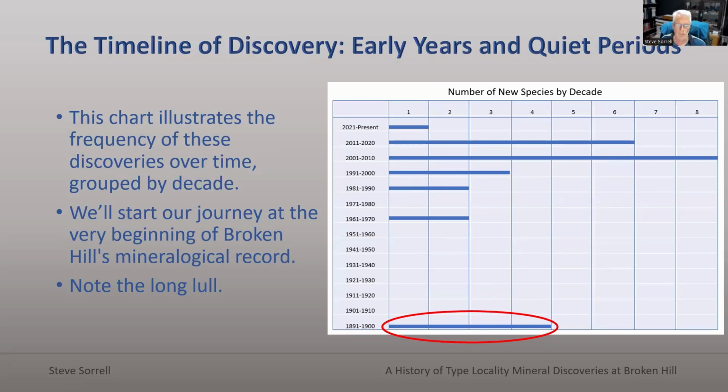First thing we need to do is to just have a look at the number of new species by decade. Broken Hill was discovered, I think, in 1892. So the first decade, 2 decades, there were 4 new minerals that were found. And you can see that circle down on the bottom there. Then there was a big gap through to the 1960s, and there were 2 minerals discovered then. 2 more in the 1980s, and then from the 1990s through to the present time, a lot more. And there's lots of reasons for that, which we'll cover a bit later.